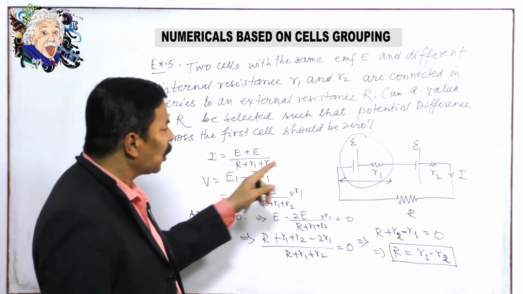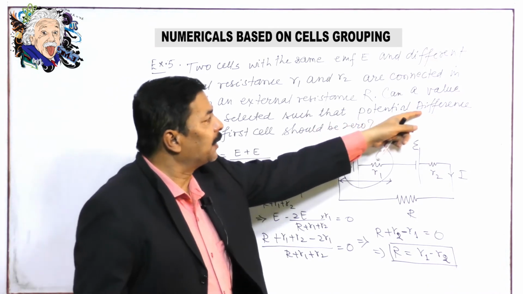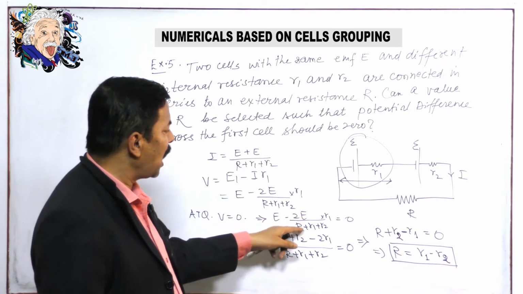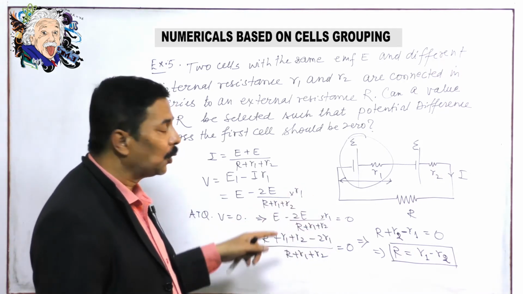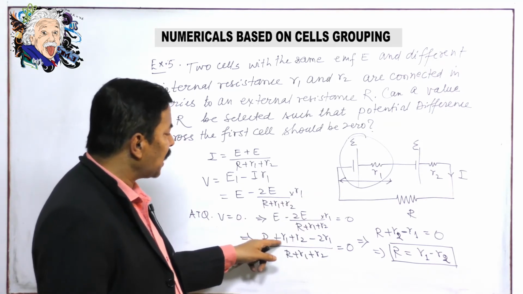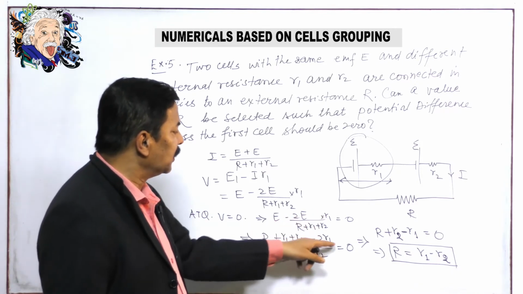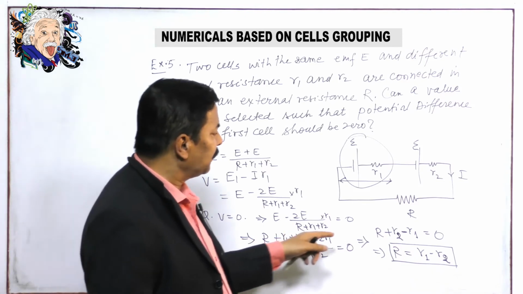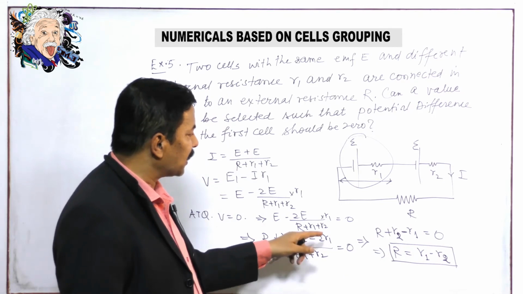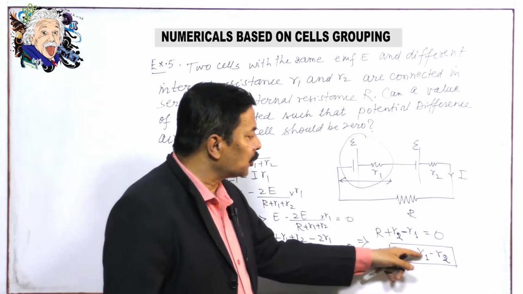According to the requirement of the question, the potential difference should be 0. So E minus 2E by R plus R1 plus R2, into R1, is equal to 0. Taking E common, R plus R1 plus R2 minus 2R1 is equal to 0. This gives R plus R2 minus R1, because R1 minus 2R1 is minus R1. So R plus R2 minus R1 is equal to 0, so R is equal to R1 minus R2.